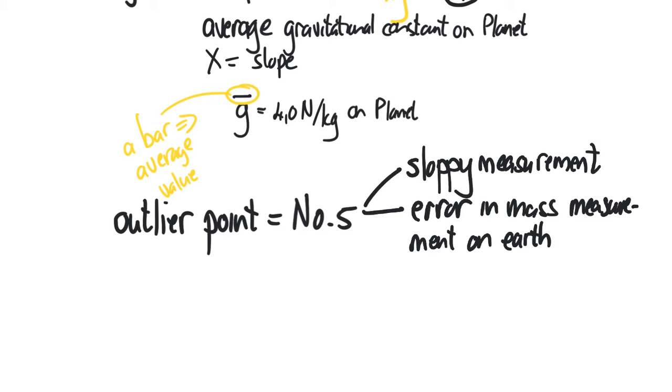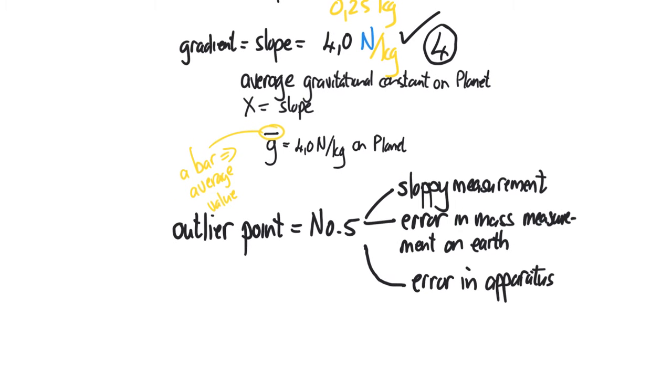Right. Another one can be that there was an error in the apparatus. Okay. So, for instance, I mentioned before, it could be that there was something wrong with the spring, and the spring had changed over time from when it was originally calibrated. So it's important, in science, to actually try and identify the errors and uncertainties, and explain them so that you can then improve the experiment the next time you do it.